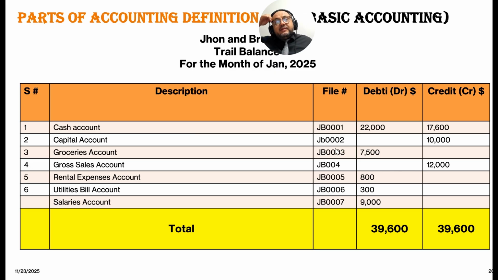Always remember, calculate these amounts together. 22,000 plus 7,500 is equal to 29,500 plus 800 is equal to 30,300 plus 300 is equal to 30,600 plus 9,000 is equal to 39,600. And here we come to this part. If this is not equal to this, it means that this trial balance is not correct.